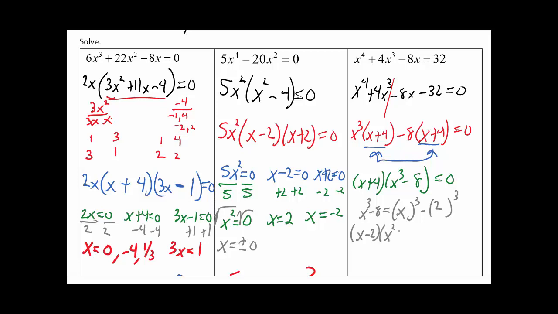Okay, so using that factoring pattern of difference of 2 cubes, that would factor into x minus 2, x squared plus 2x plus 4. And it might, honestly, just be a while since you've seen that type of factoring pattern.